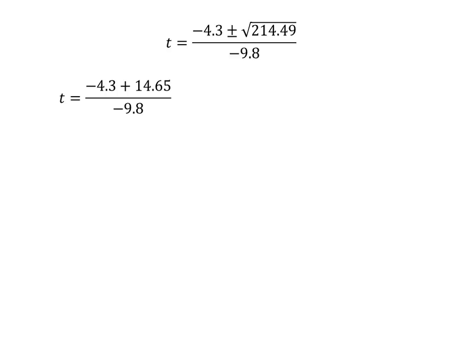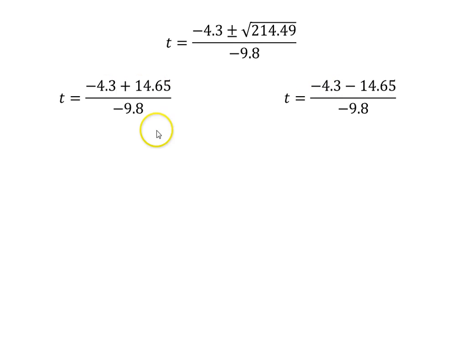So we have t is going to equal negative 4.3 plus 14.65 divided by negative 9.8. And then we're also going to have t equals negative 4.3 minus 14.65 divided by negative 9.8. Why do we have two separate ones? Because it's plus or minus the square root. Because once again, there's technically two square roots to 214.49, and every other number for that case. Positive and negative. So that's why we have two. So t can be two different things.